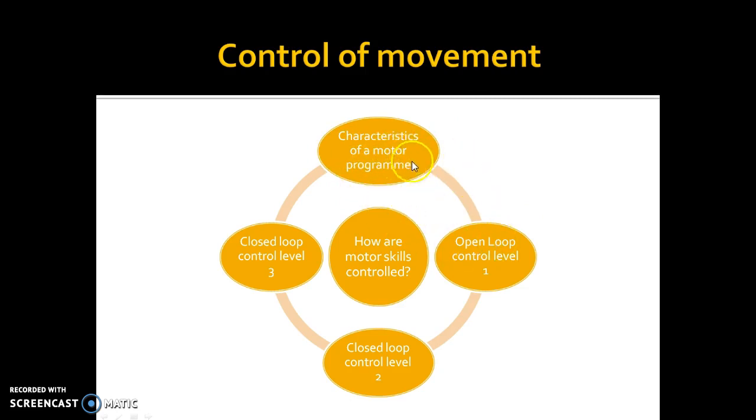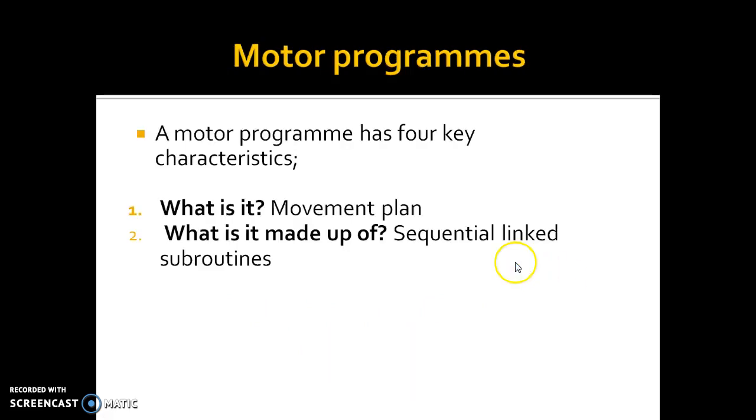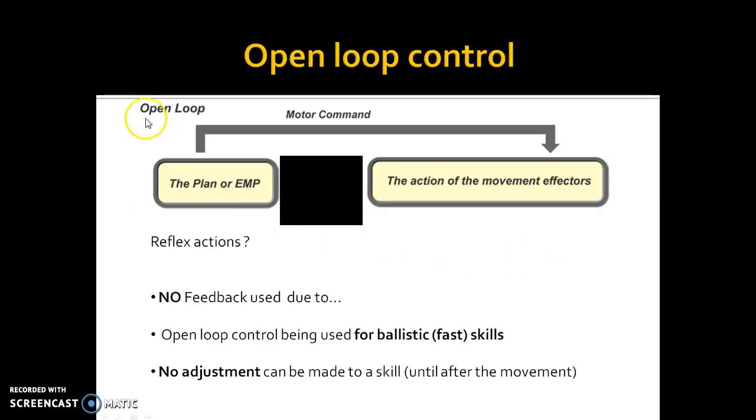Now we've got these motor programs, these movement plans, we need to be able to say, right, can we control them? There are two forms of control, closed loop control and open loop control, and we start with open loop control. If you have a look here, open loop control is the first form of control, and basically this control is very difficult, and it's the type of control that's linked to reflex actions or very fast skills.